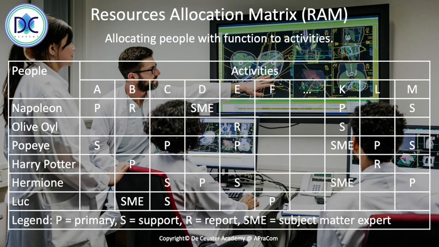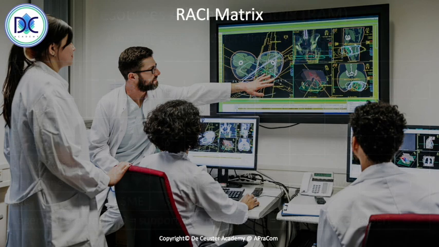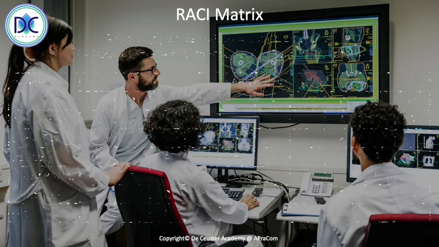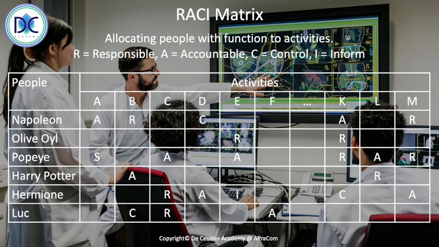Another way to do this is what we call the RACI matrix. The RACI matrix is a little bit different from the RAM. Here we predefine the letters. So R means responsible, A is accountable, C is control, and I is informed. Accountable means this is the person who is in charge. From the previous slide, we can say this was the primary. So we have for every column only one person accountable, one and only one.